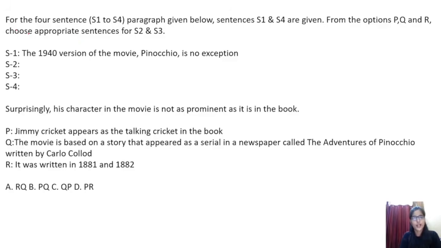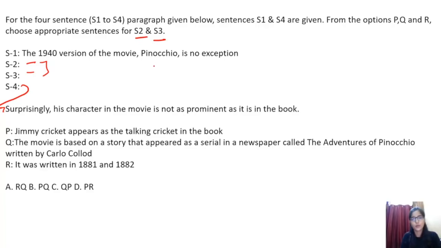Okay, so the question says that for the four sentences S1 to S4, paragraph given below, sentences S1 and S4 are given. From the given options P, Q and R, choose appropriate sentences for S2 and S3. Fine, so this is what is given to you. So basically you have to put suitable sentences here. Right, S4 is given to you. I forgot to mention this is S4 given to you. Fine, you have to put the suitable lines which are basically going to match the paragraph that is given to you. Okay, so let's read about this.